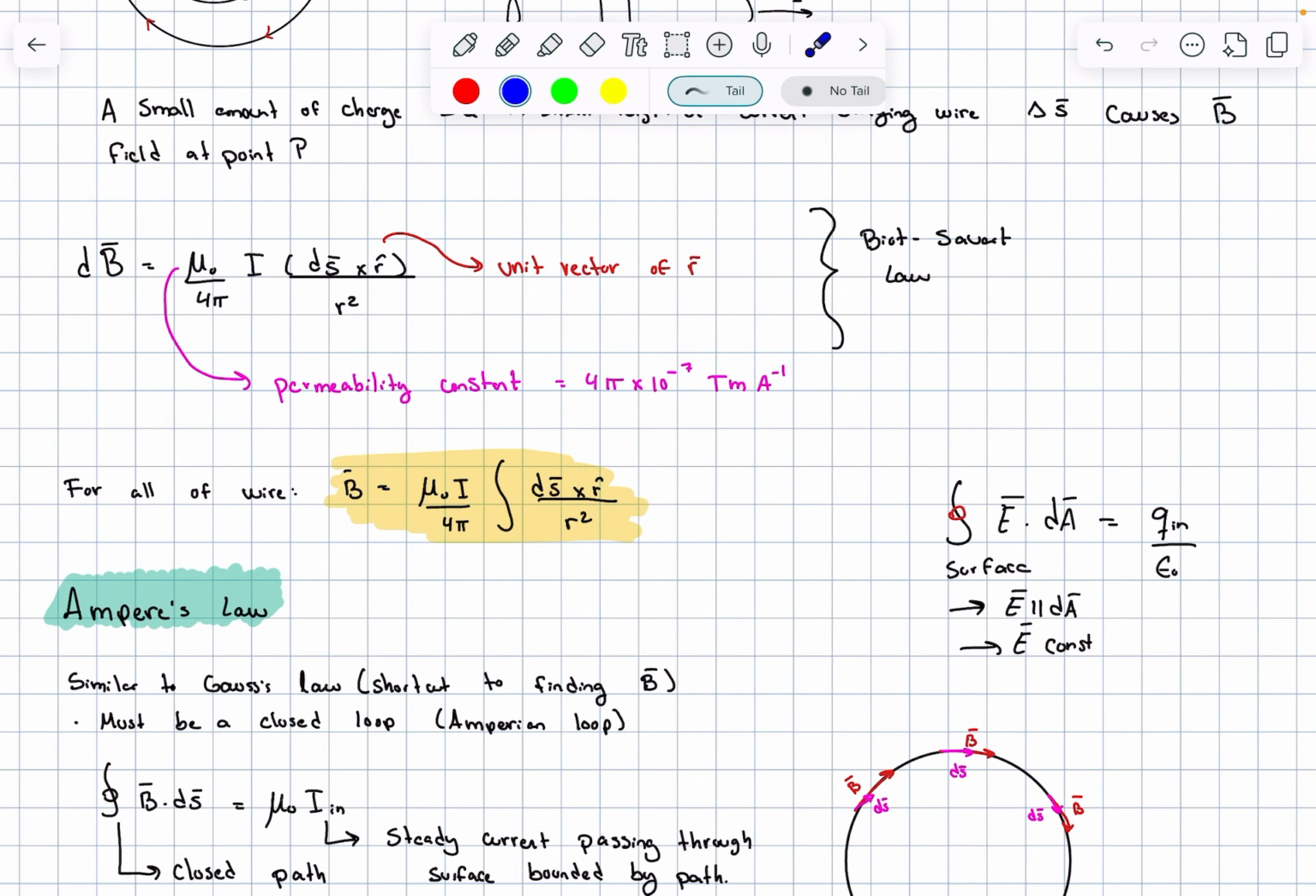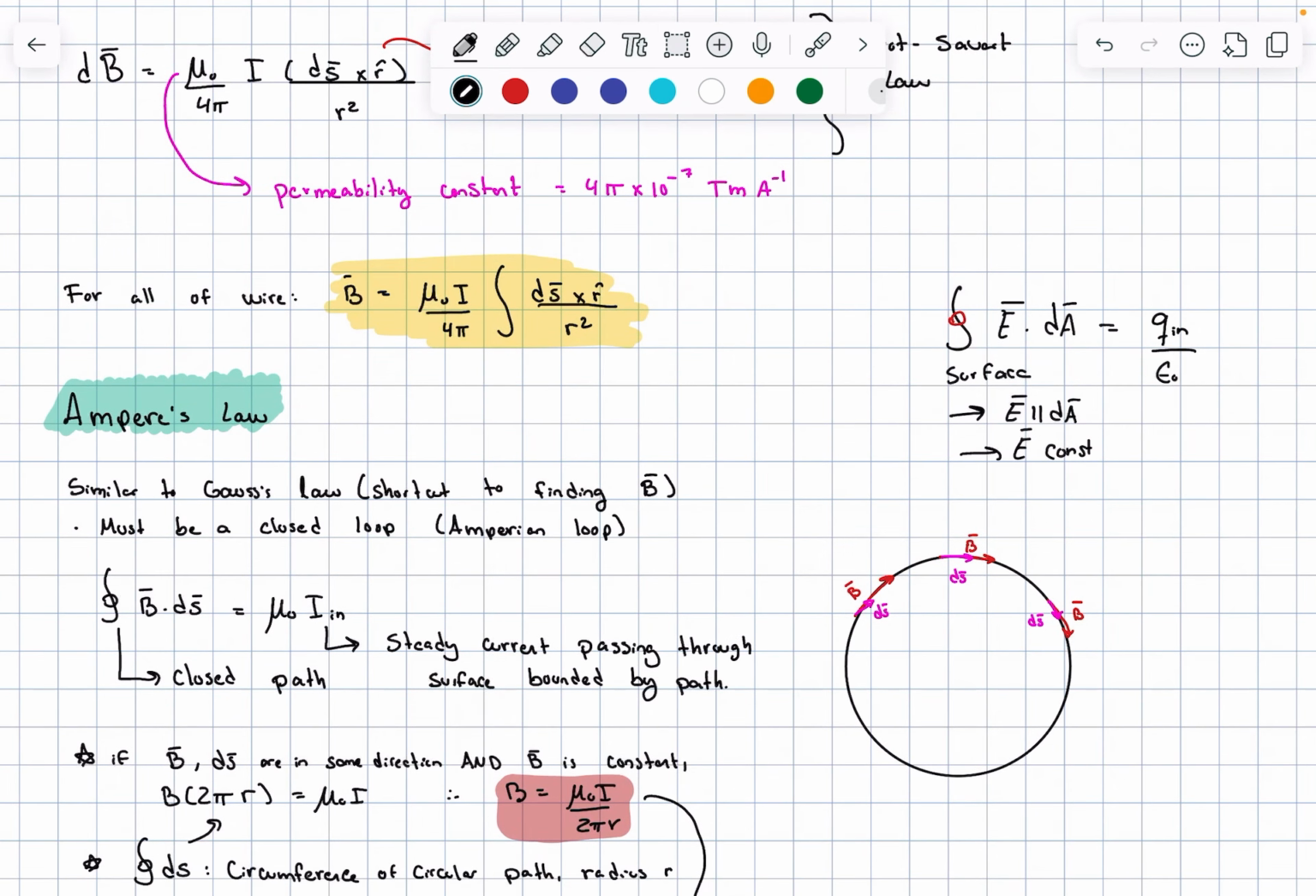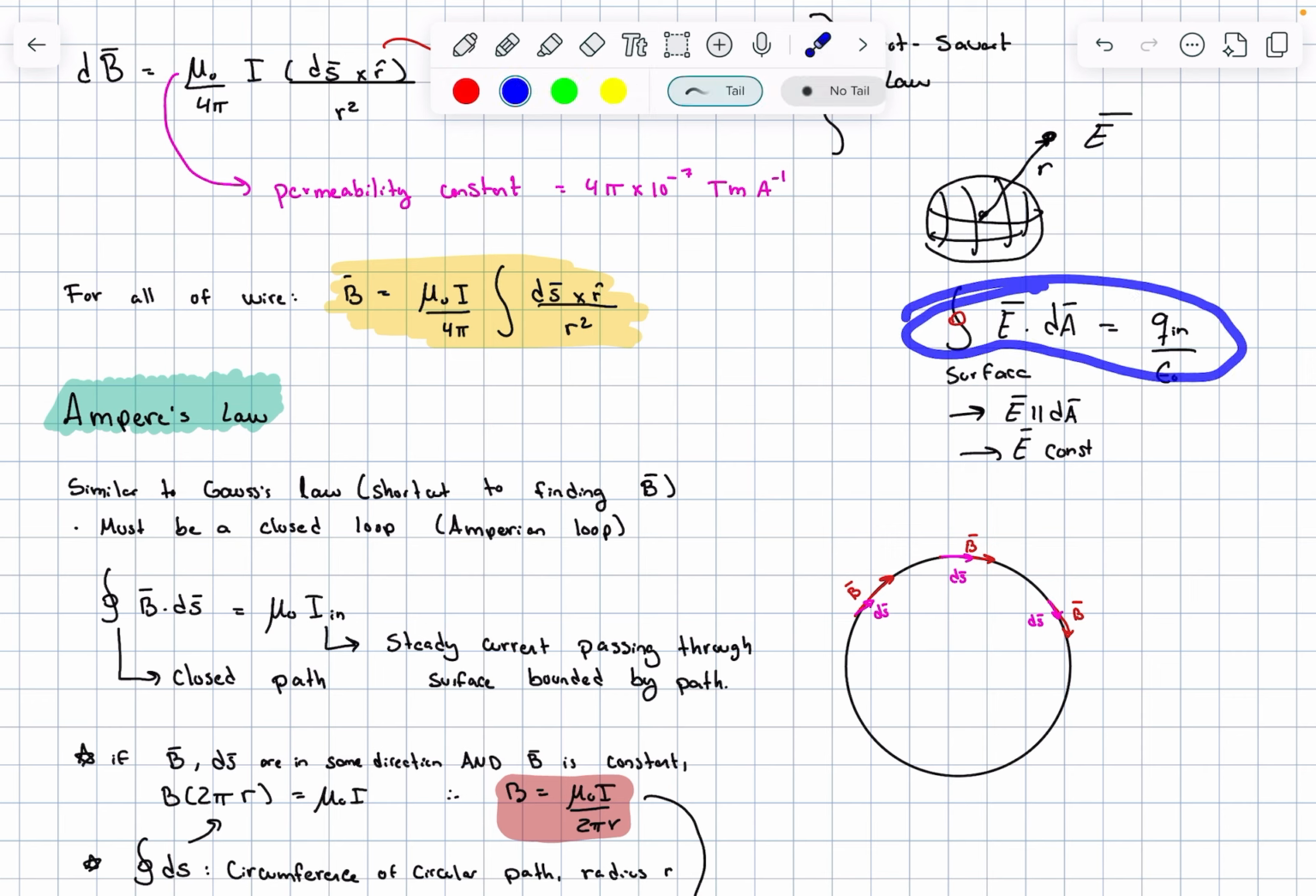If you remember from many weeks ago, when we talked about Gauss's law, that was essentially a shortcut to finding E. We had a Gaussian surface, maybe a sphere, and we wanted to know the electric field at some point a distance r away from that sphere. What we did was use this equation, and we saw that when E is parallel to dA, E dot dA becomes E dA, and whenever E is constant, we can pull it out, so we get E times the surface integral of dA, which was just the surface area.